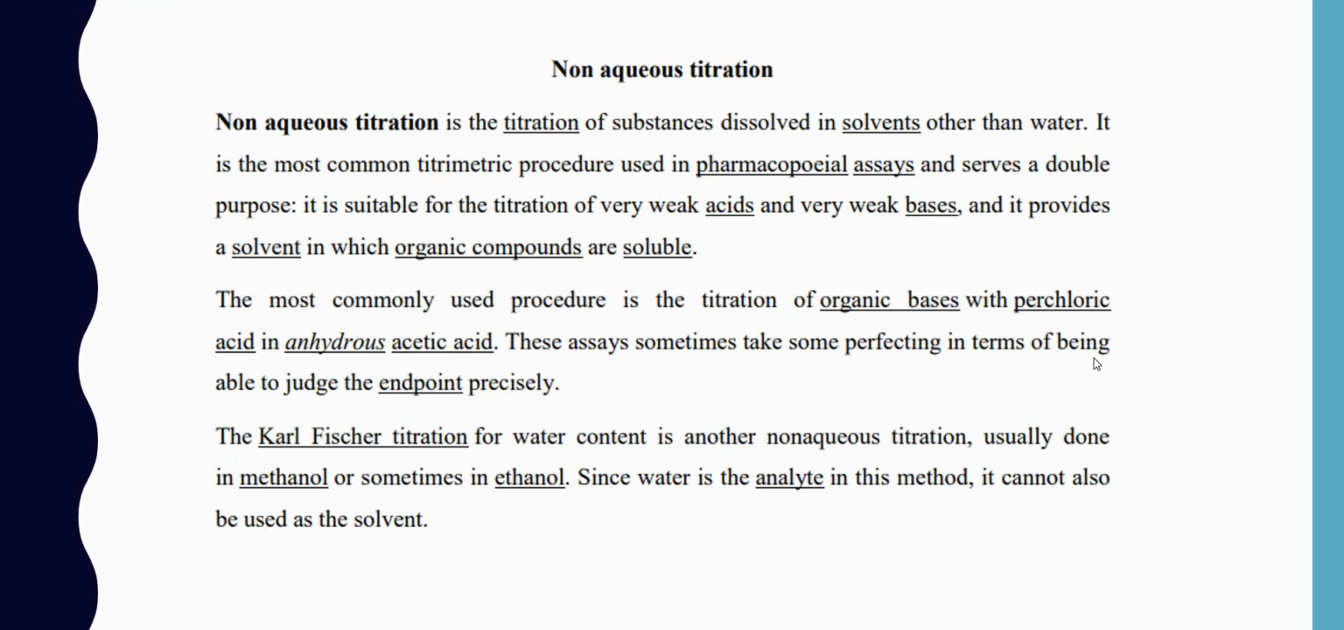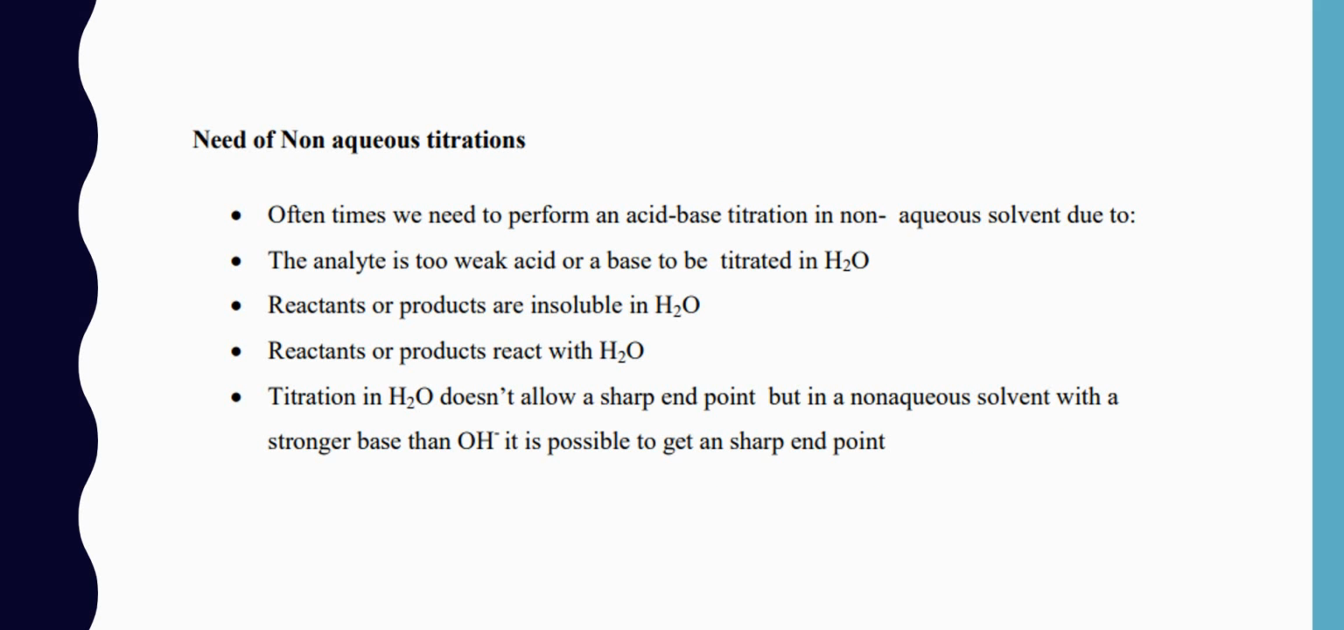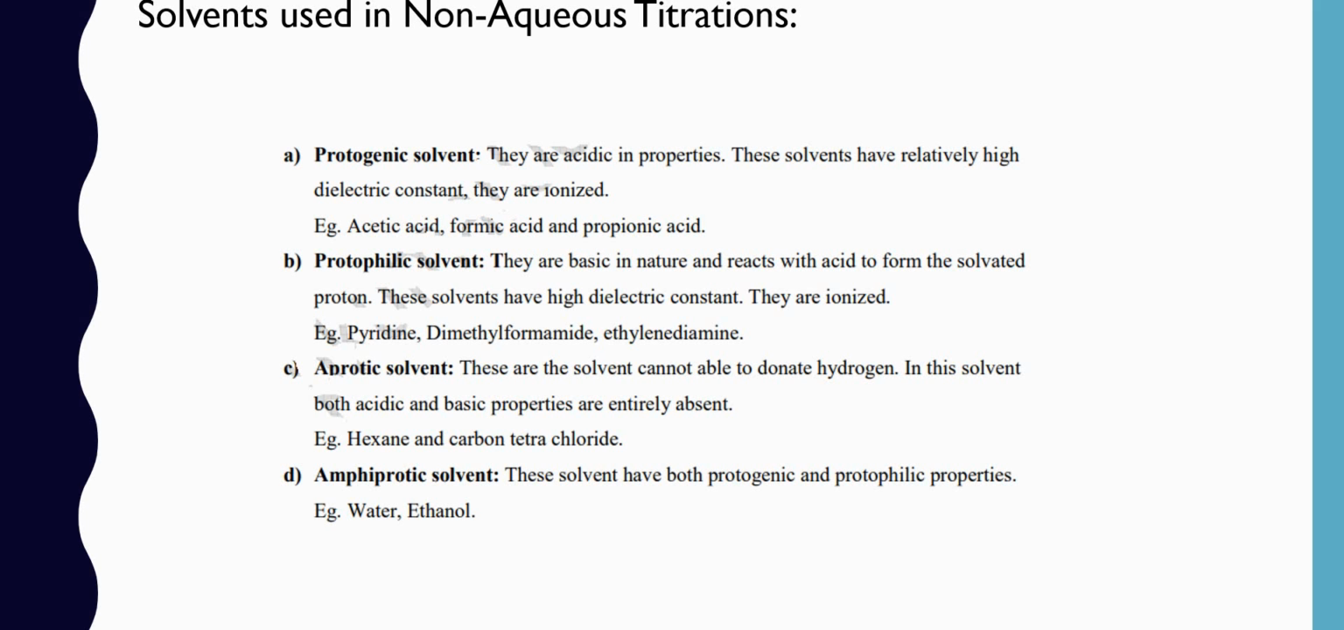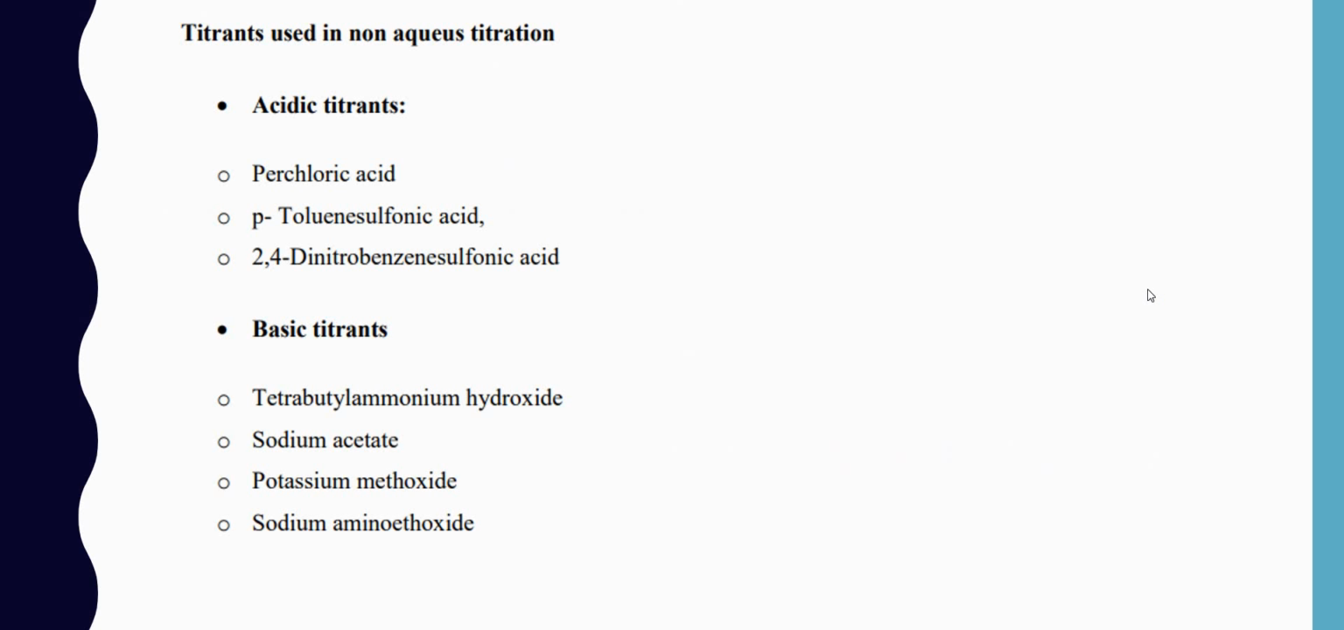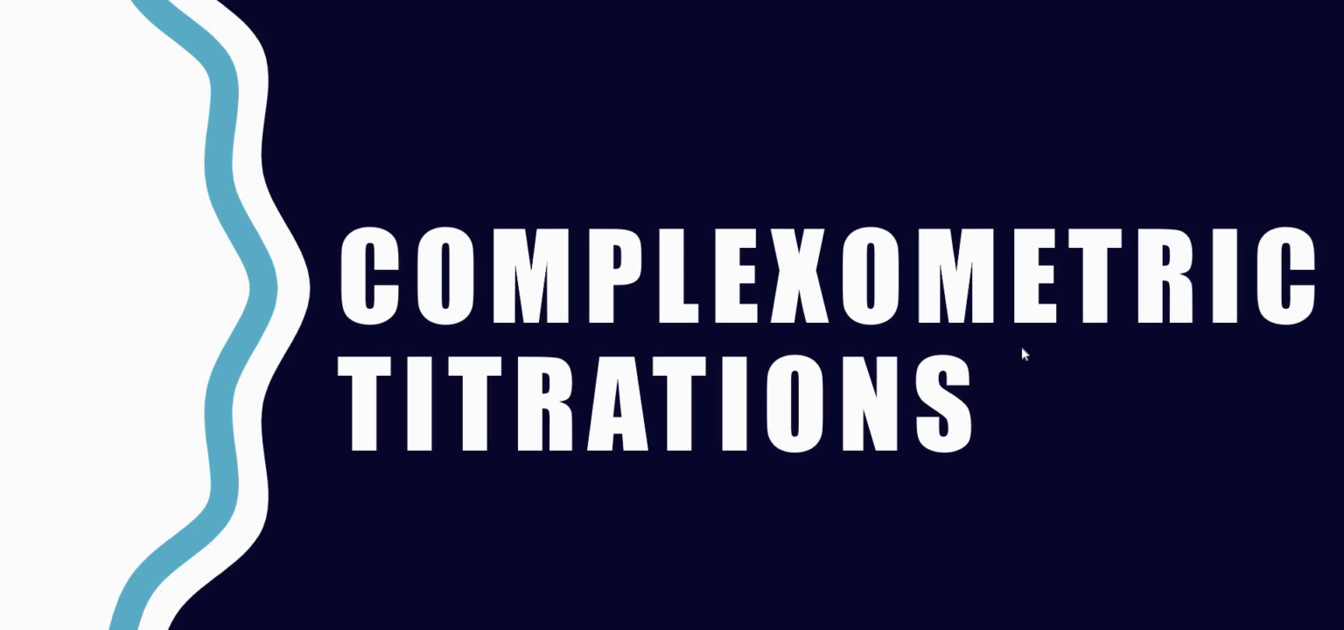Then we studied non-aqueous titrations. In non-aqueous titration, we studied why there is a need of non-aqueous titration, what are the different examples of non-aqueous titration, and what are the different solvents used in non-aqueous titration. So protogenic, protophilic, protic and amphiprotic solvents. Then titrants used in non-aqueous titration. So acidic titrants and basic titrants are enlisted here, a few examples.